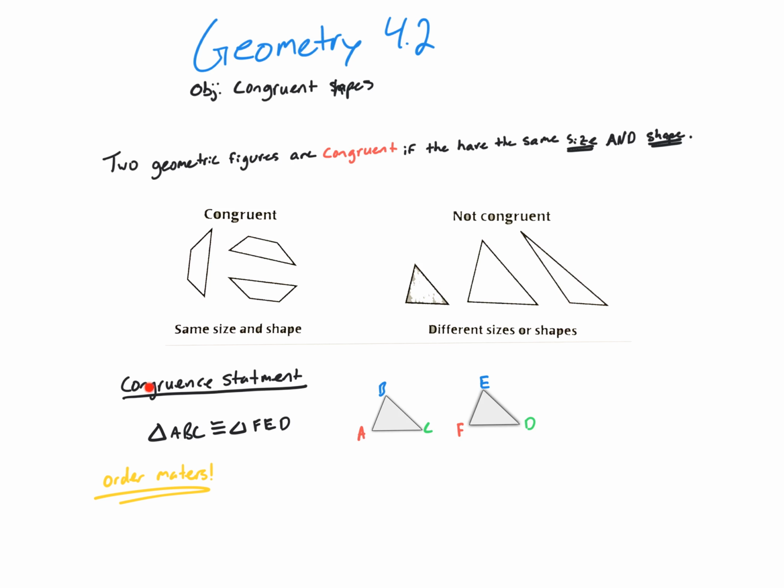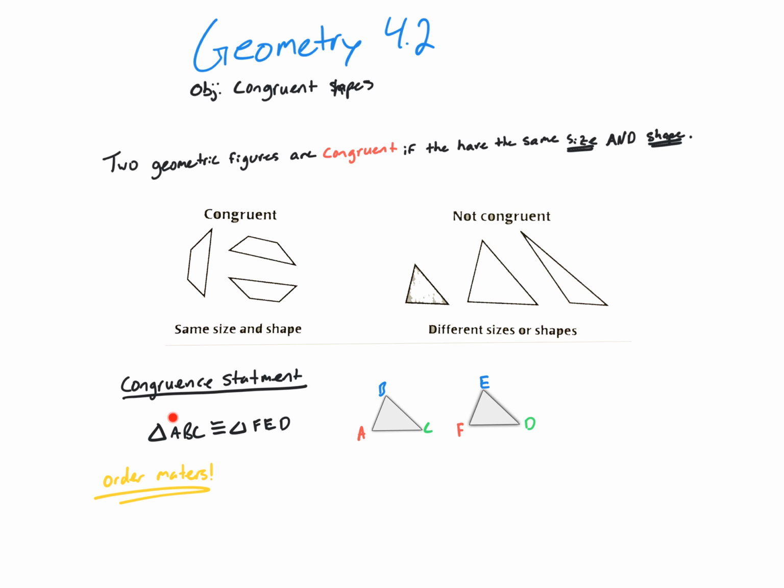So there's a congruence statement when we're talking about two shapes being congruent. It looks something like this. We'll do the triangles just because there's not as many sides, but it looks the same for quadrilaterals or pentagons or anything like that. So triangle ABC is congruent to triangle FED. Notice the order matters.